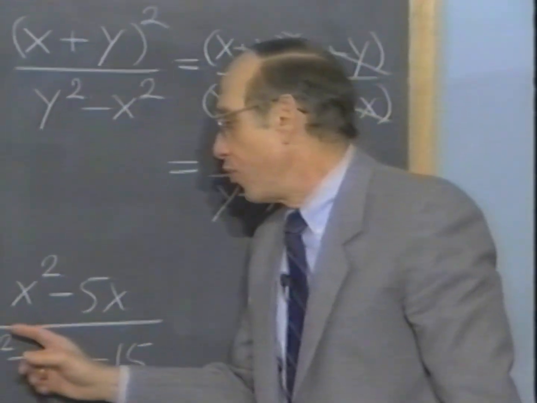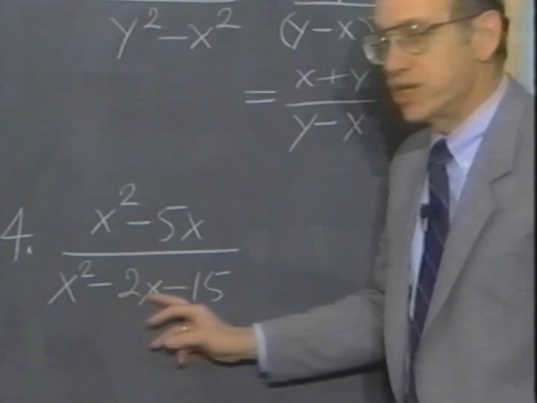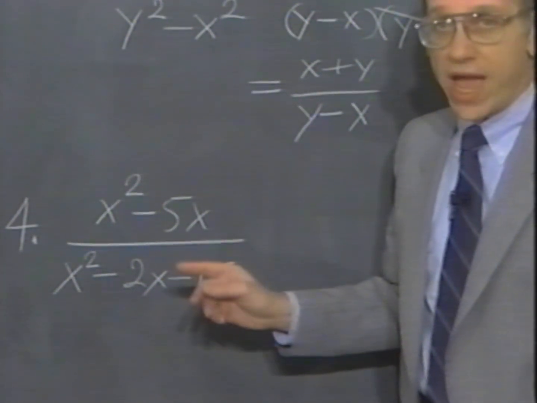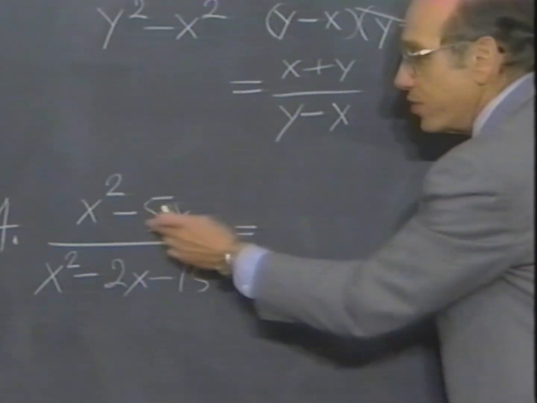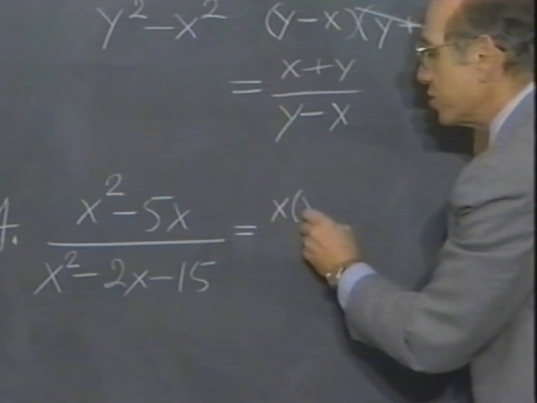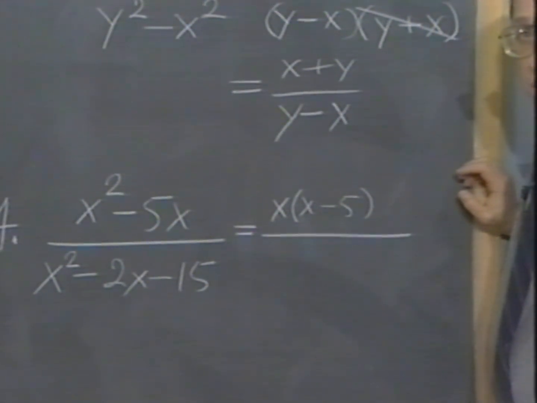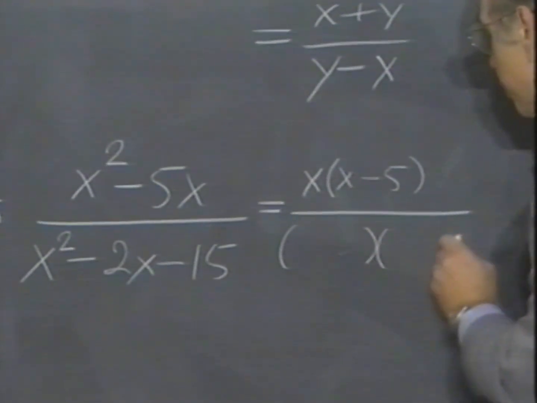In example 4, we have x squared minus 5x divided by x squared minus 2x minus 15. And here we really have some factoring to do. In the numerator, we have a common factor of x, so we have x times x minus 5. The denominator is a trinomial, which factors into 2 binomials.